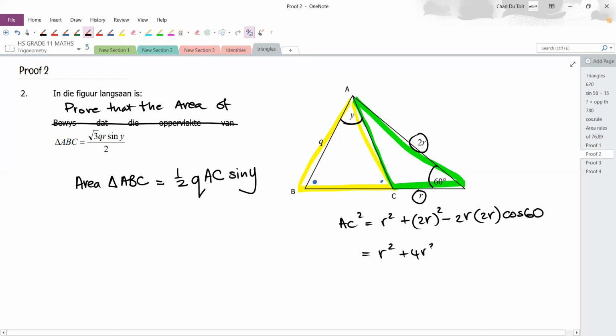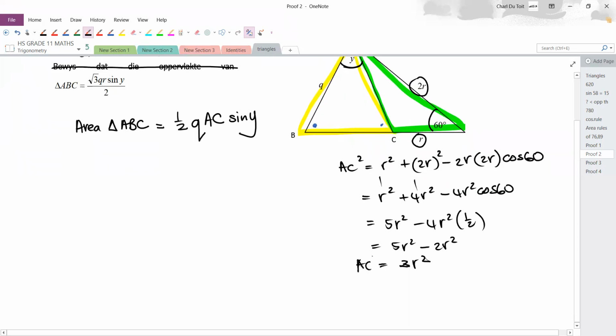That's 4R squared minus 4R squared cos 60. So that's 1R squared plus another 4R squared is 5R squared, minus 4R squared, and cos 60 is half. So that becomes 5R squared minus 2R squared. And that is 3R squared. That's AC squared. So AC is root 3 R, because the R squared does have a root.